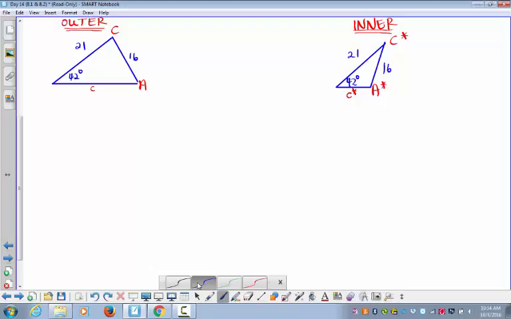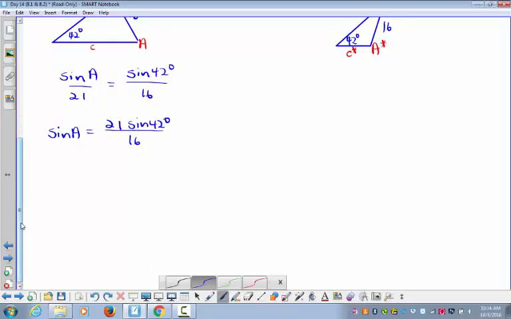It looked like everybody was starting out right. We have to solve for the angle A in the outer triangle. So we're going to say that sine of A over 21 equals sine of 42 over 16. Then we have to isolate the variable term, sine of A, so we multiply both sides by 21. And then to solve for A here, we'll move the function sine to the other side by using its inverse. We'll get that. And we type all that in, and what do we get for A?